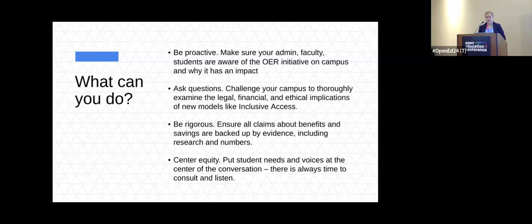Ask questions, challenging your campus to thoroughly examine the legal, financial, and ethical implications of new models like inclusive access. And you can use some of the questions that we talked about on the previous slide. Be super rigorous anytime claims are being made. Ask to see the backed up evidence, research, numbers, everything that goes with that, and center equity in the middle of this discussion. At the end of the day, the people who are benefiting from this the most, and who are going to be affected by this on a day-to-day basis, are students.